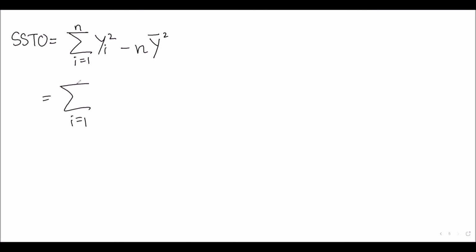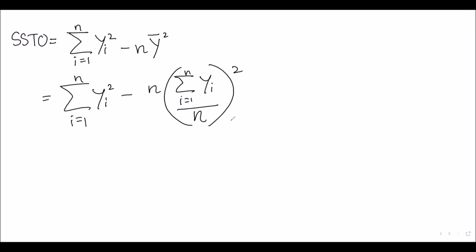Summation i goes from 1 to n yi squared minus, so n is here. We're going to have a square. So what is y bar? Summation i goes from 1 to n yi divided by n. Do you agree? How do you compute the mean of something? Simple average. You take the summation of everything and divide it by the number of observations. So here it is n. Now you know how to substitute.